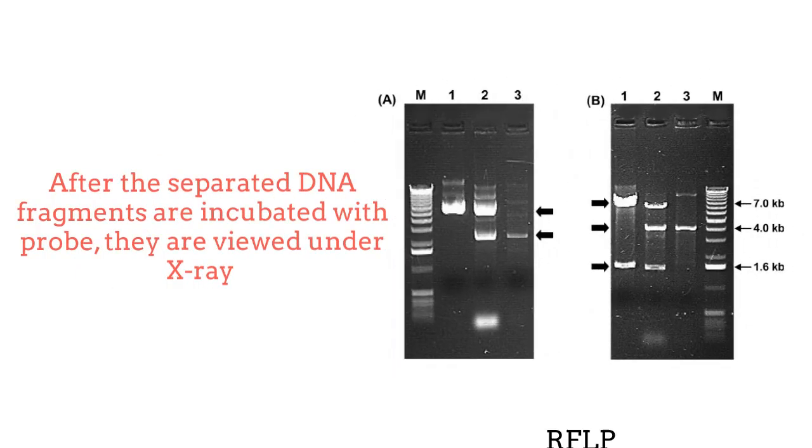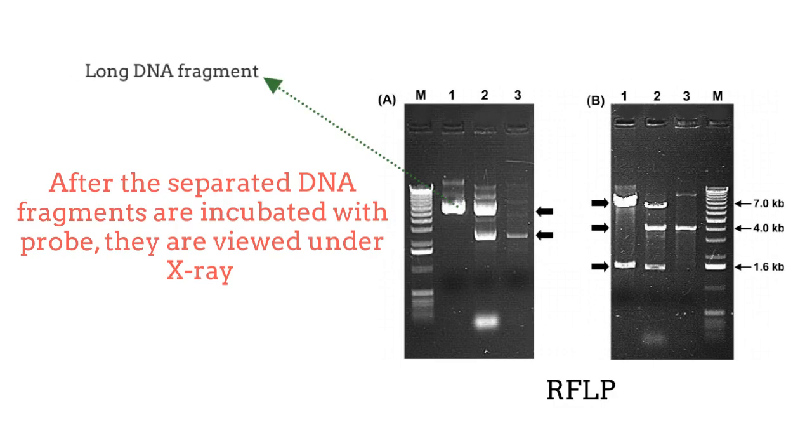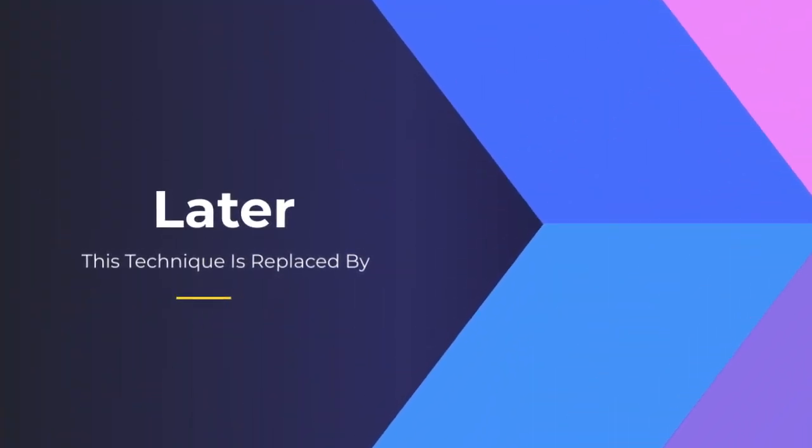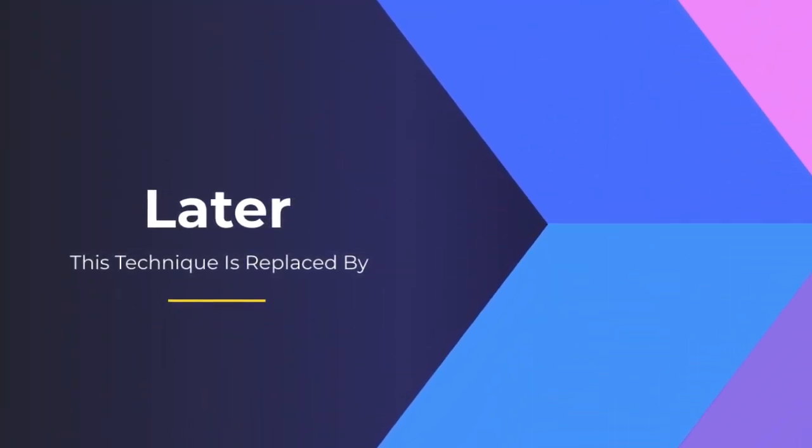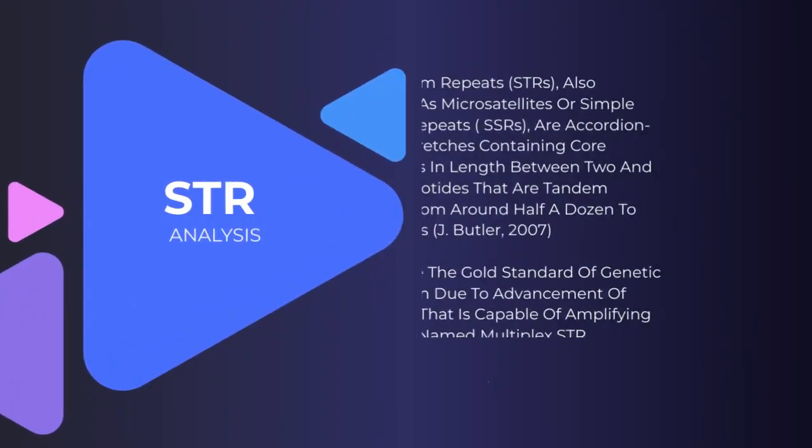After the separated DNA fragments are incubated and cooked, they are viewed under X-ray. The further the DNA fragment in the gel electrophoresis, the smaller the size of the DNA. Due to some disadvantages, this technique is later replaced by short tandem repeat analysis.